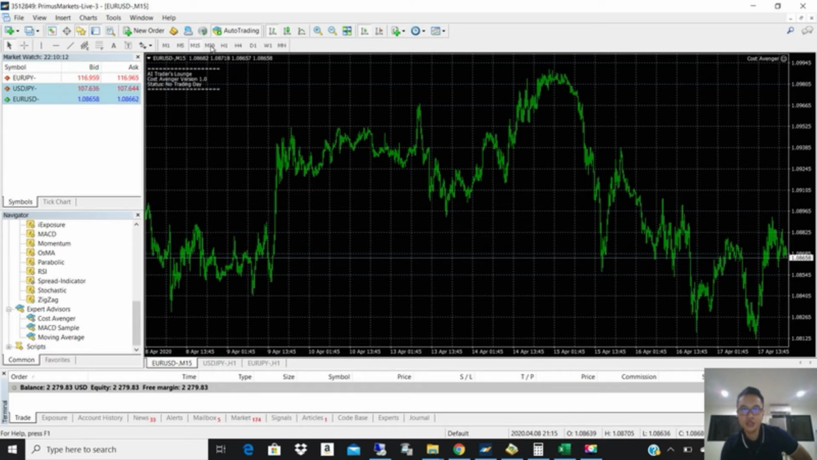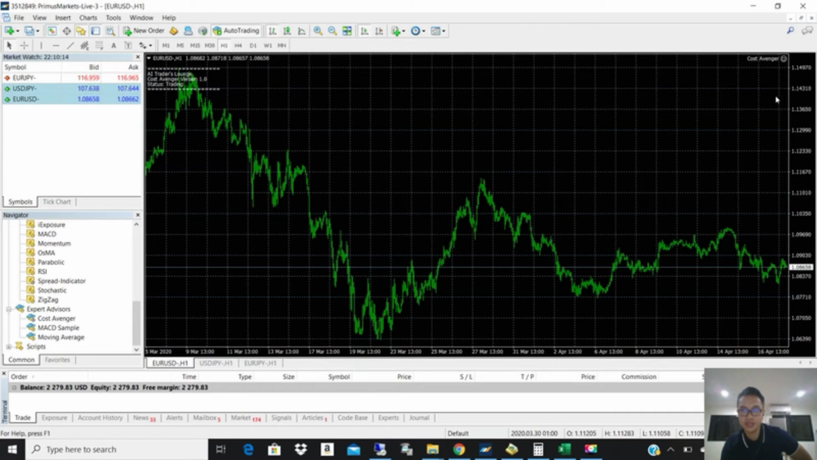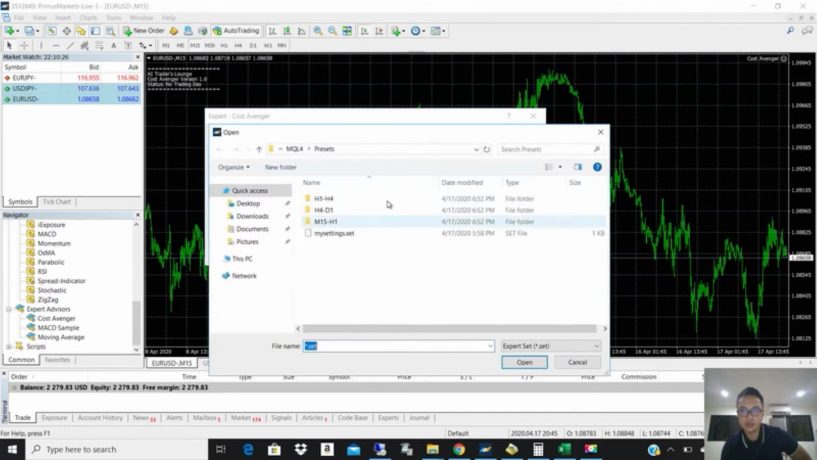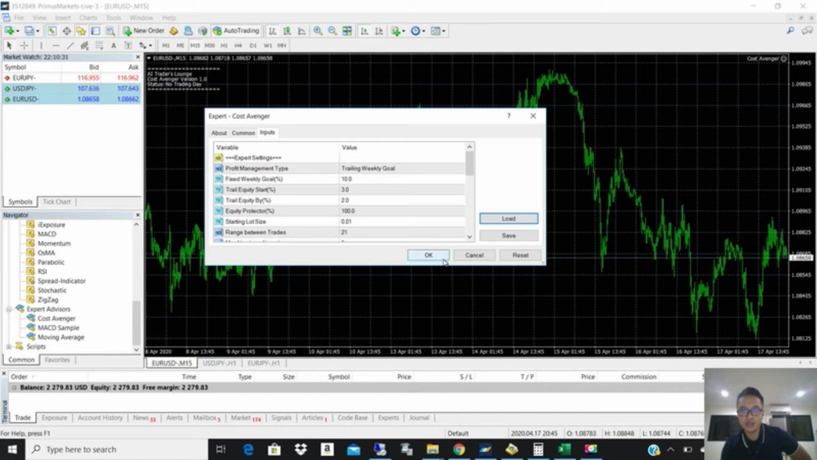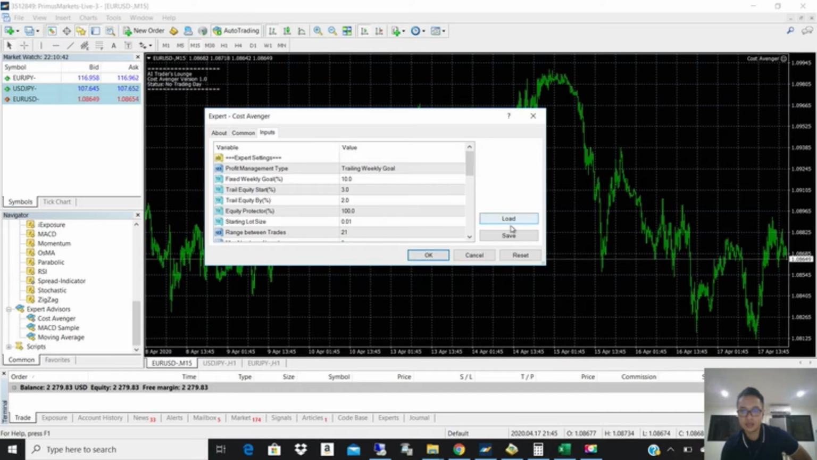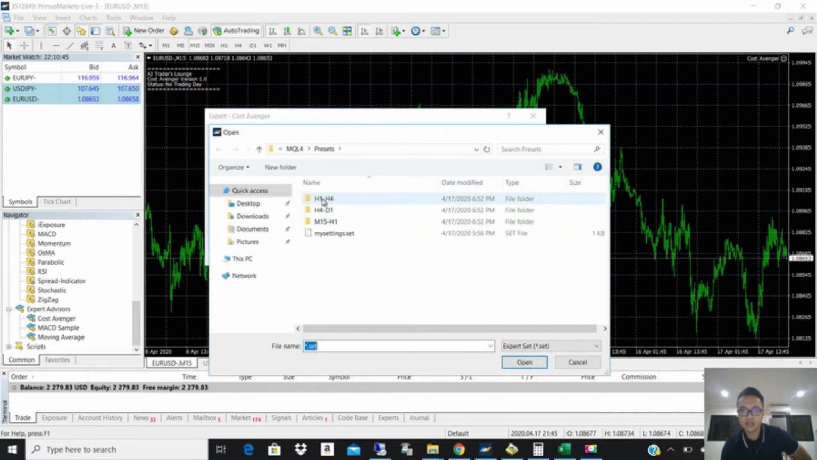Now this is for H1, right? So if I choose to trade at M15, then I'm going to change the settings to load M15H1. So I'll choose the M15H1 yes. There. So basically you just have to look at the first time frame at the left that I emphasize here in order for you to know what time frame you load the settings for.